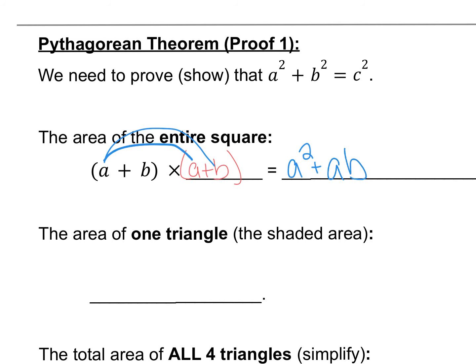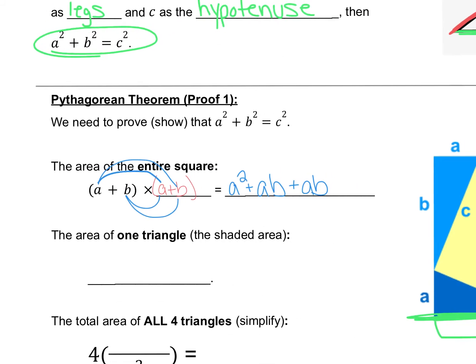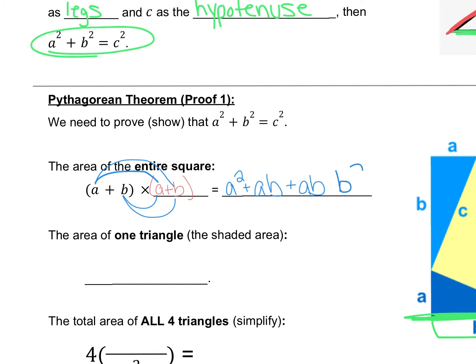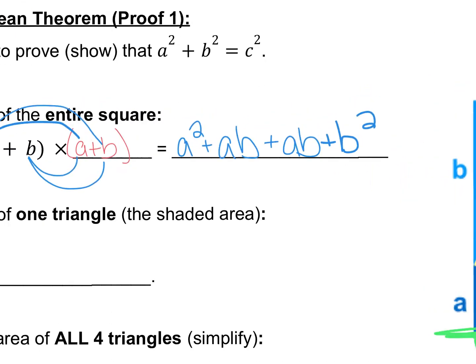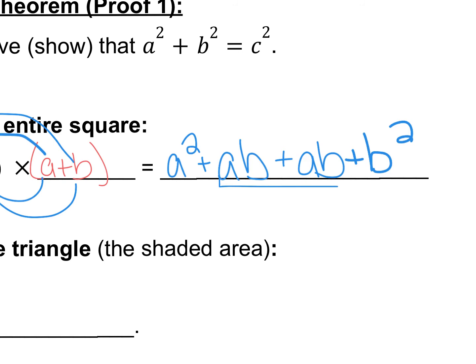And then I'm going to move to my second term. B times A is the same thing as AB, so I'm just going to write it that way. And then B times B is B squared. Okay, and I'm adding all of those because they were all positive. So if I combine my like terms, right here I have AB, so I'm going to do a squared plus 2ab plus b squared.